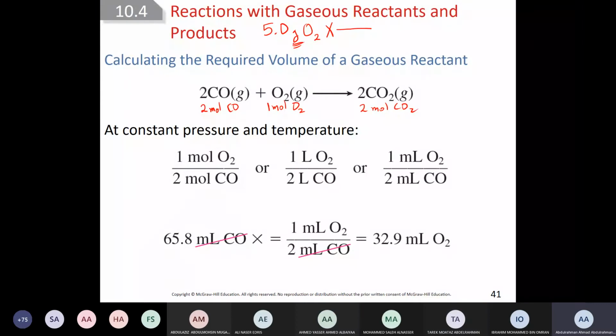Then you should say that 32.00 grams O2 is 1 mole O2. And I know that each 1 mole O2 gives me how many moles CO2? 2 moles CO2. And I know that each 1 mole CO2 gives me how many grams?